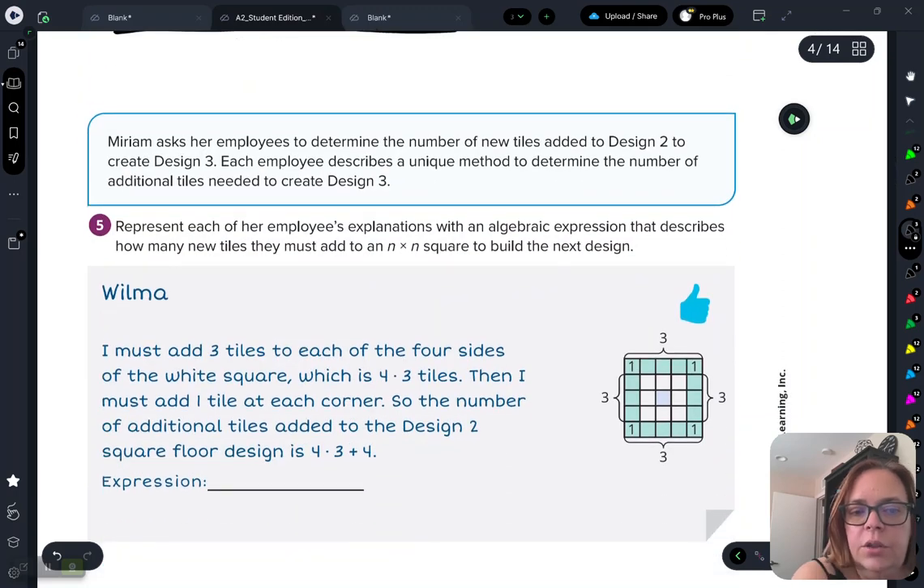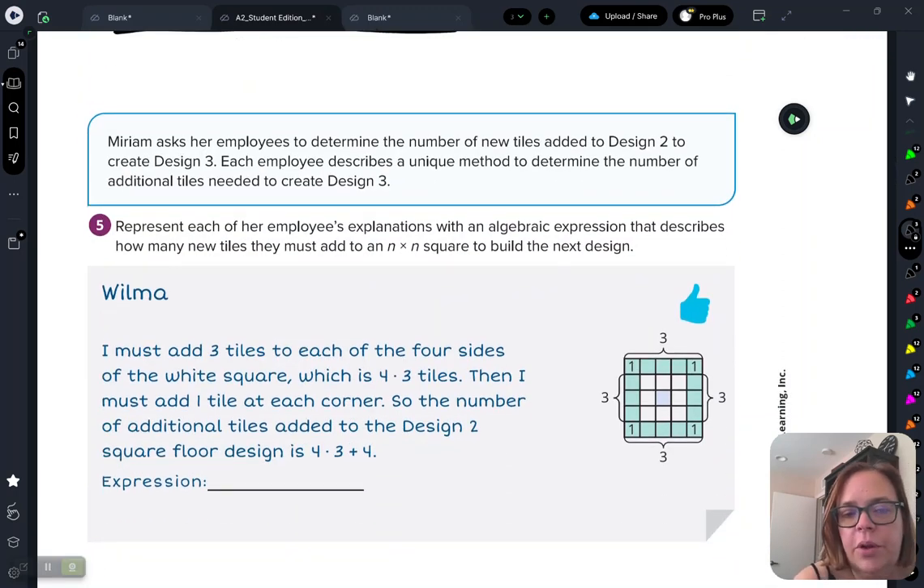Okay, so Miriam asks her employees to determine the number of new tiles added to Design 2 to create Design 3. Each employee describes a unique method to determine the number of additional tiles needed to create Design 3. Represent each of her employees' explanations with an algebraic expression that describes how many new tiles will be added. So basically, her employees came up with an expression in different ways. Let's identify what those different ways are, get the different expressions, and then we're going to show mathematically that they are actually equivalent to each other.